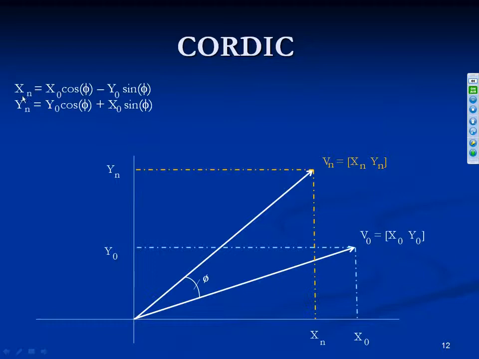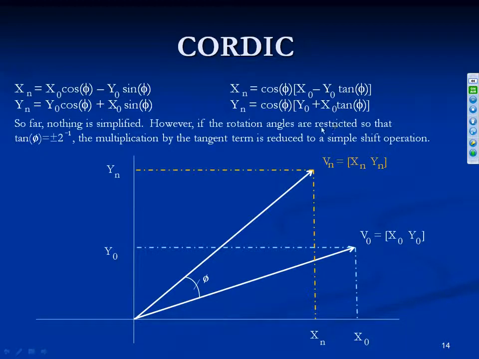So in general, the equation for x sub n and y sub n is right here. X sub n, our final vector, is equal to x sub 0 cosine of the angle between them, minus y sub 0 times the sine of phi. And similarly, here's the equation for y. So you see that it involves sine and cosine. Okay, we can rewrite that in this form: x sub n equals cosine of phi times x sub 0 minus y sub 0 tangent of phi.